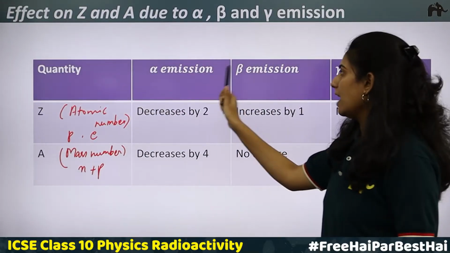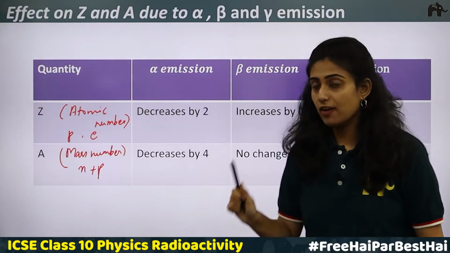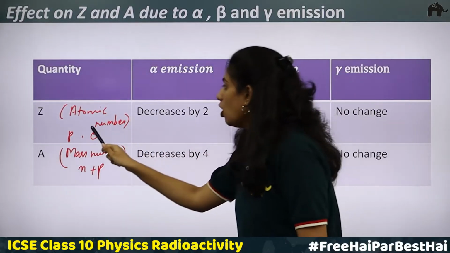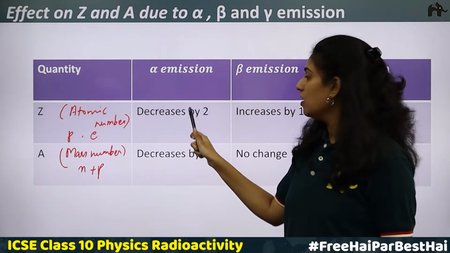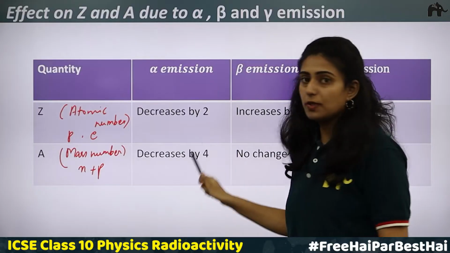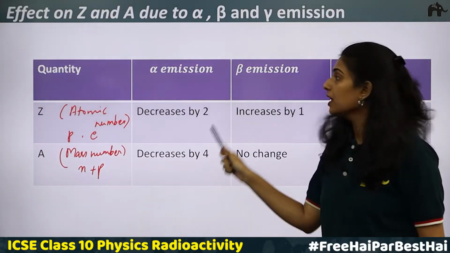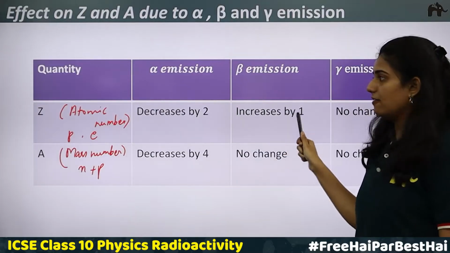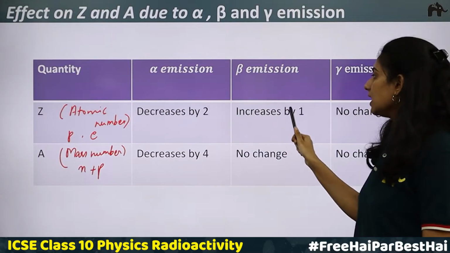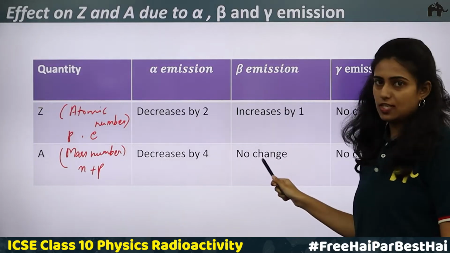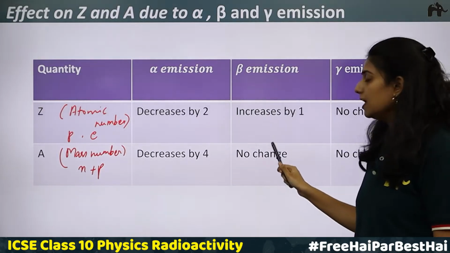Okay. During alpha emission, what happens? During alpha emission, an alpha particle is released. Therefore, the atomic number decreases by 2. What about the mass number? It decreases by 4. So there is a decrease in both atomic and mass number. Clear? Now, during beta emission, the atomic number is increasing by 1. What about the mass number? There is no change in the mass number.